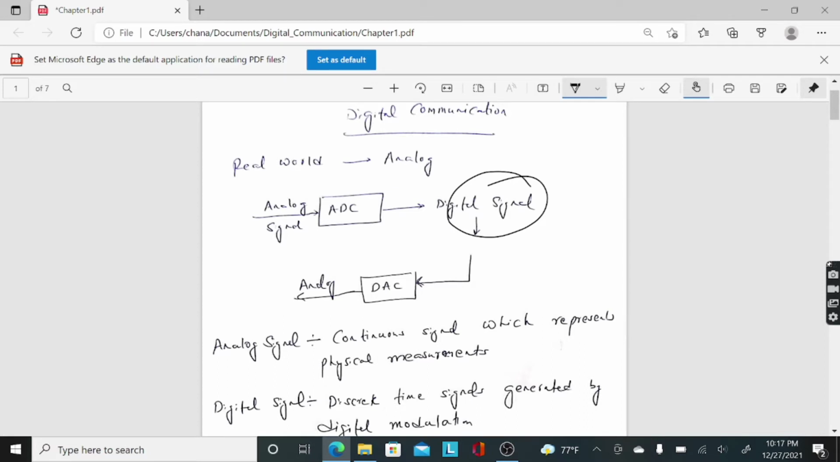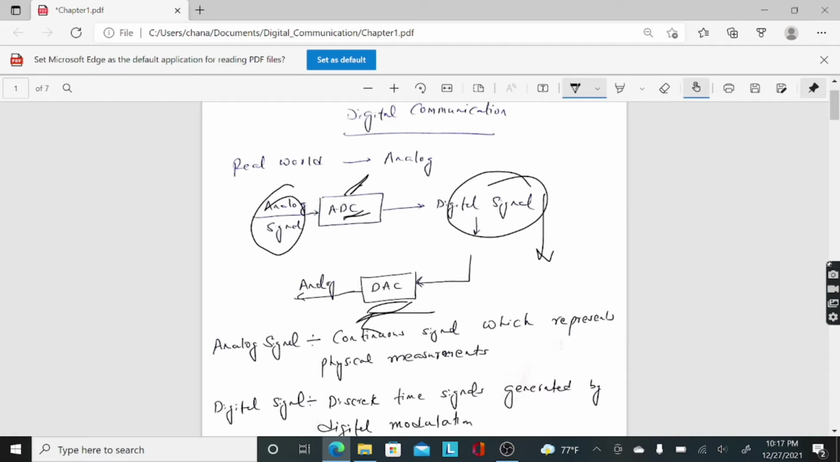So when we talk about digital communication, the input is always an analog signal which is converted to a digital signal using what we call as ADC, which stands for analog to digital converter. The digital signal is then finally transmitted over different mechanisms that we'll study in future classes, and on the receiver side the digital signal is converted back to analog signal using what we call as DAC, which stands for digital to analog converter, and then we get back the analog signal.